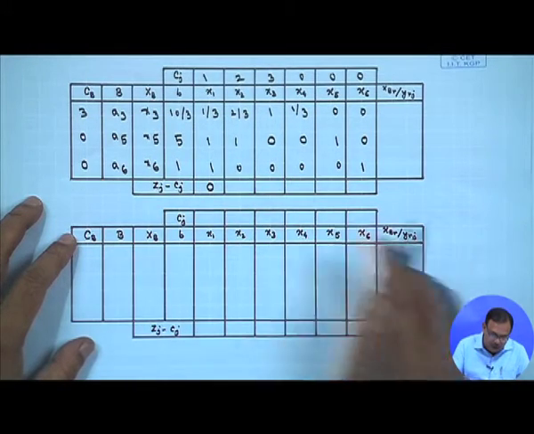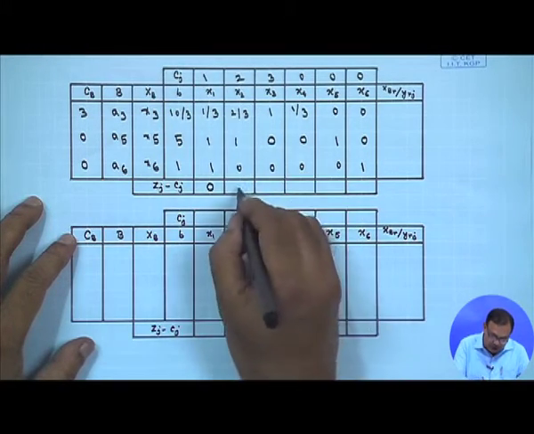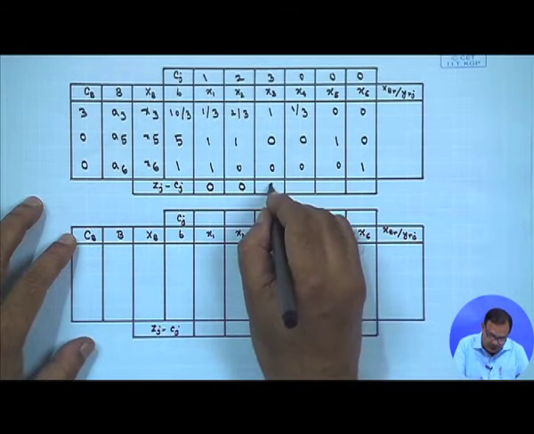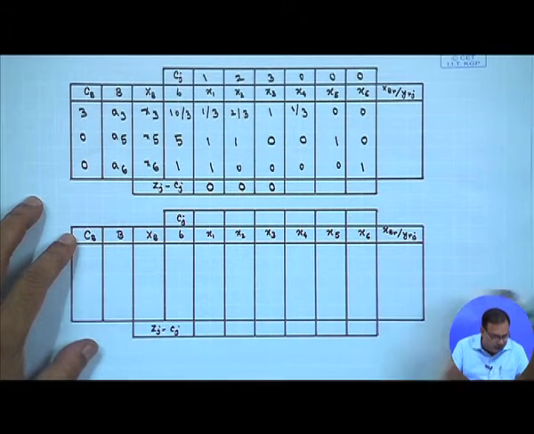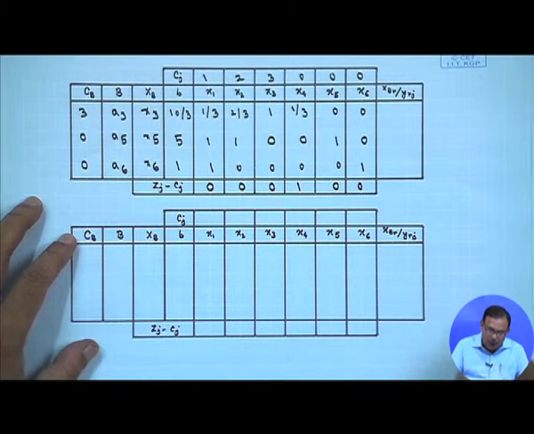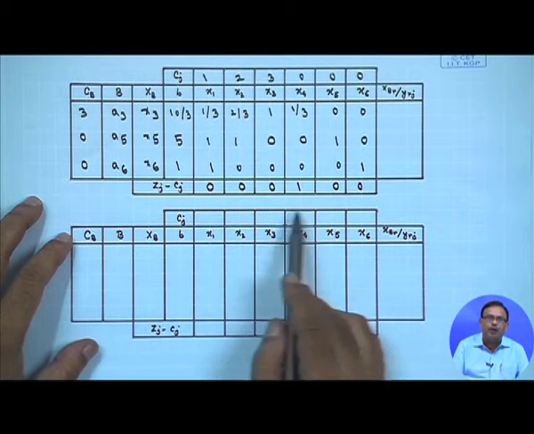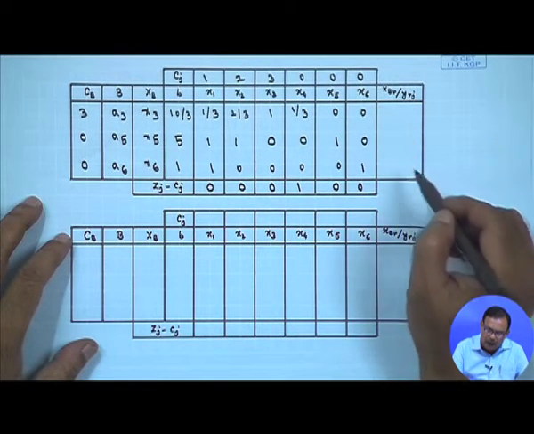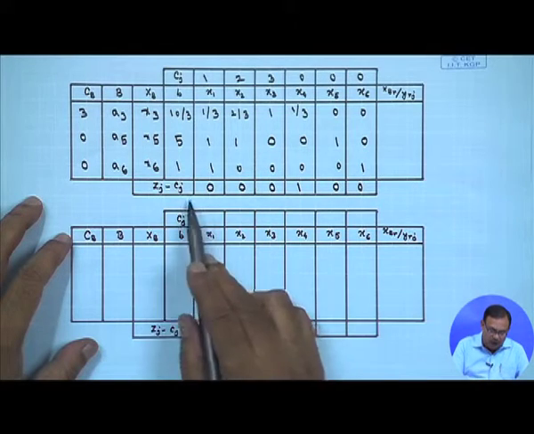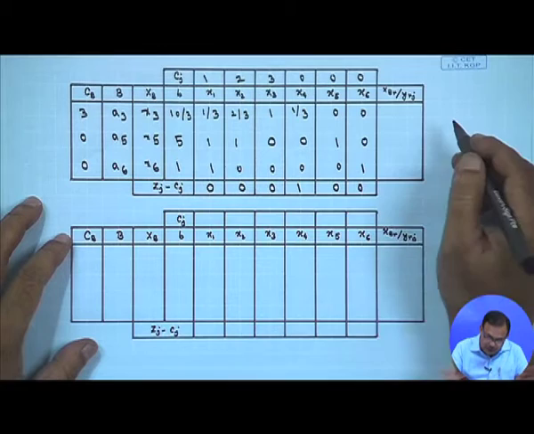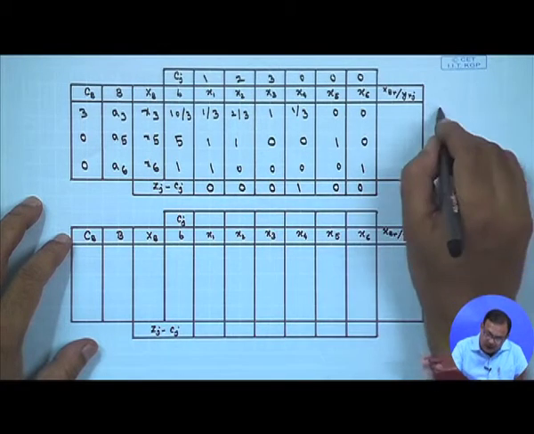This is also becoming 2 minus 2, so this is also 0. This is 3 minus 3, so this is becoming 0. After that it is 1, it is 0 and it is 0. So in this case, if you see, all Zj minus Cj is greater than equals 0, so there is no need of calculation.